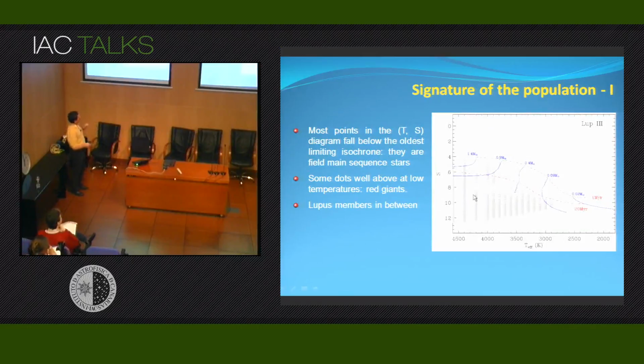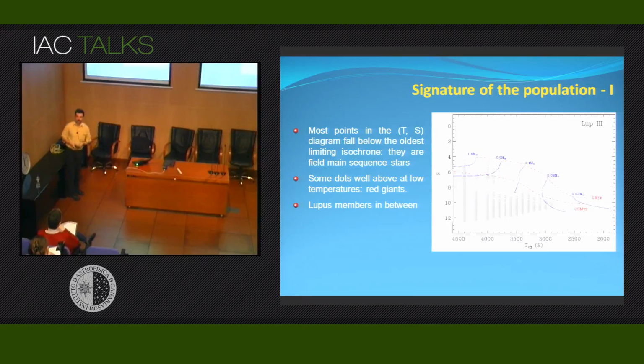And what you can see here is that most of the objects that we detect in this range of temperatures, regardless of any consideration about membership, fall below the 20 million years isochron, here in the lower part of the temperature S diagram. So this is the foreground population, most of the population. Most of the objects that we detect in this temperature range are irrelevant for us. They are foreground, they are old main sequence stars, so not the population that we are looking for.